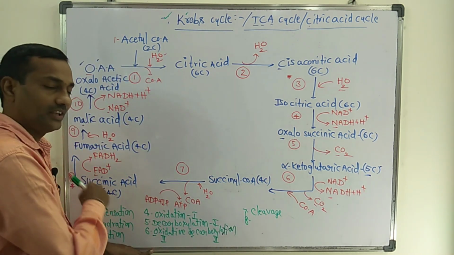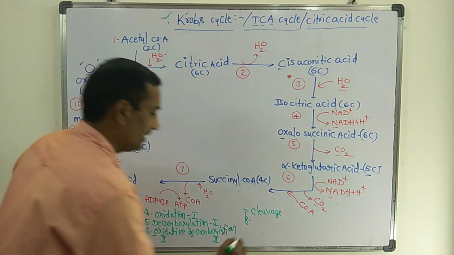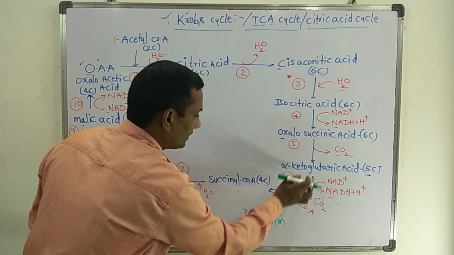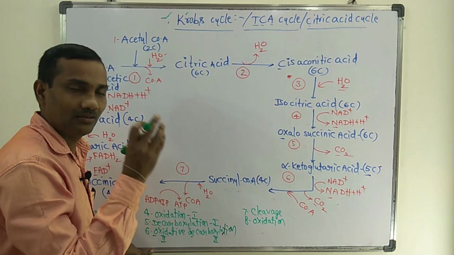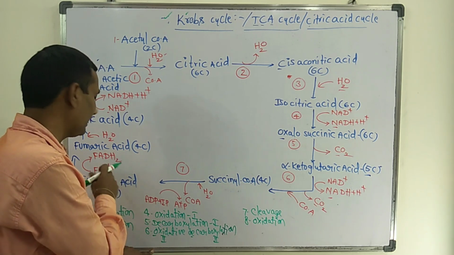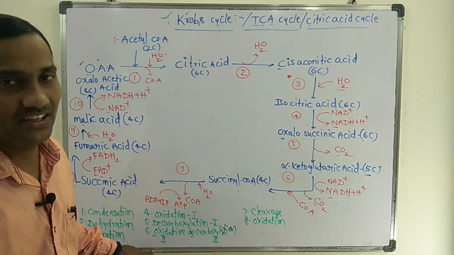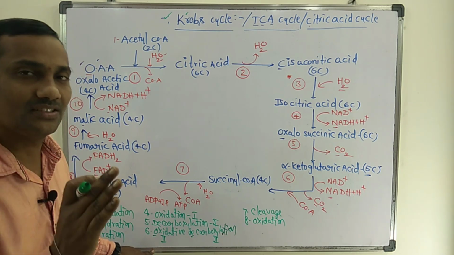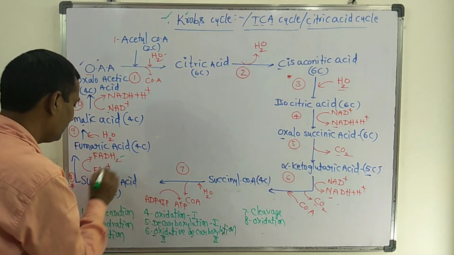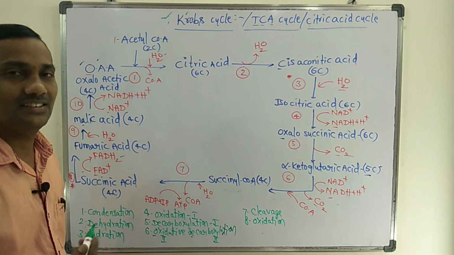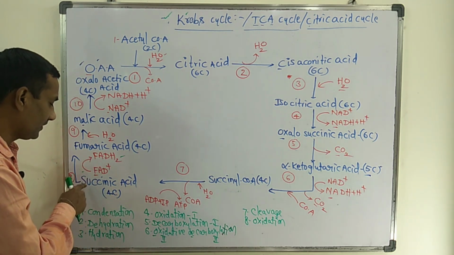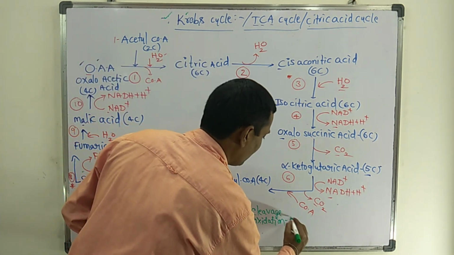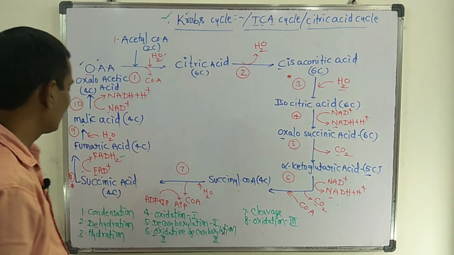In the eighth step, FADH2 is produced. That is oxidation only, like the fourth and sixth steps. Whatever compounds are formed here, FADH2 is produced at the eighth step. We can consider this also oxidation, because it is reduced, it is oxidized. It is the third oxidation of the Krebs cycle.